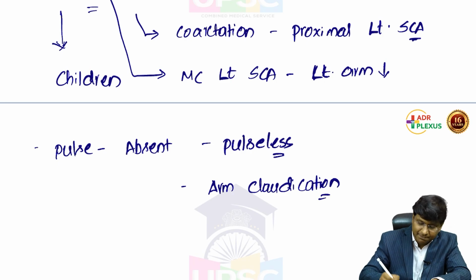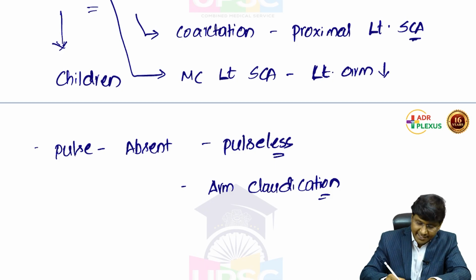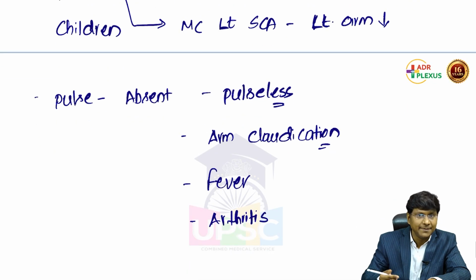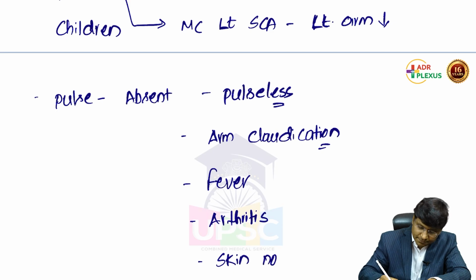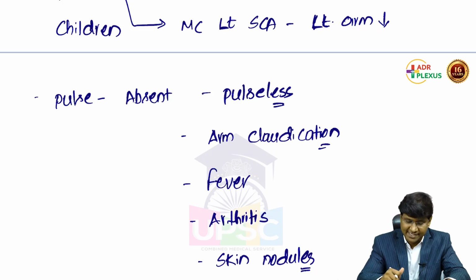These patients complain of arm claudication, pain in the arms. Along with that, these individuals will also have fever as well as night sweats. They also have arthritis and myalgia, and there will also be skin nodules and ocular disturbances as well.